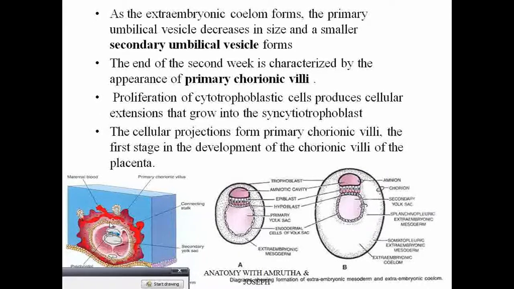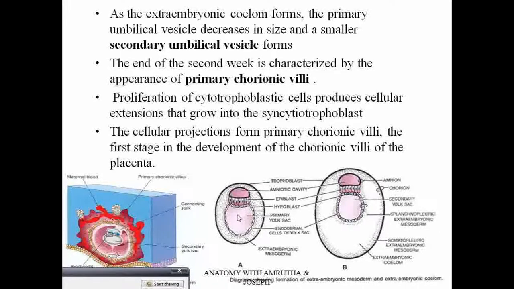Cellular projections form primary chorionic villi, the first stage in development of chorionic villi of the placenta. So we are seeing the formation of chorionic villi. So this is the beginning. Let's see what happens in detail.